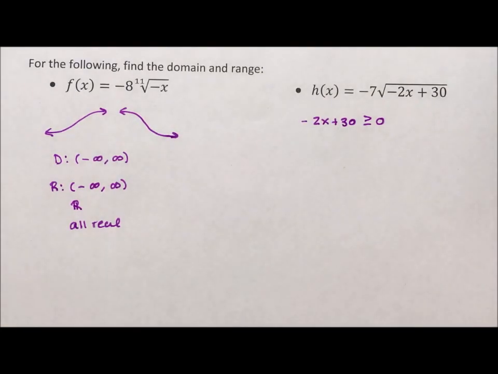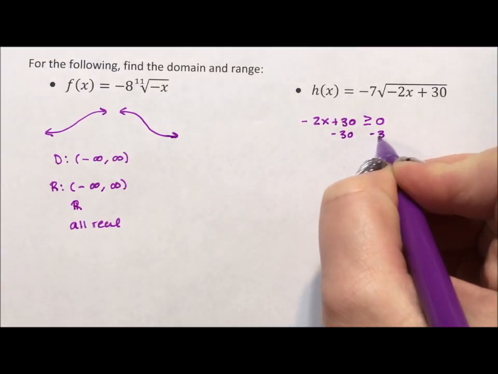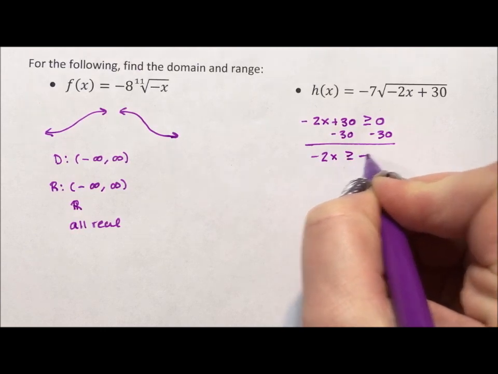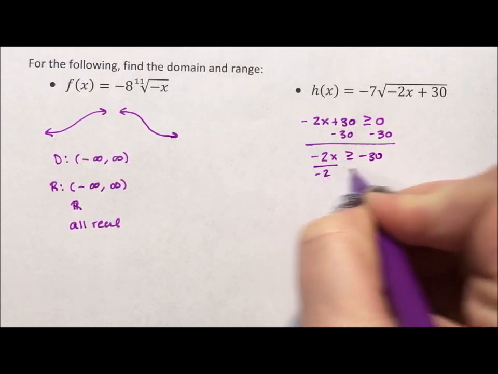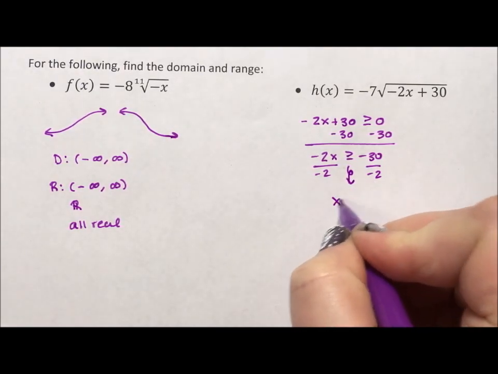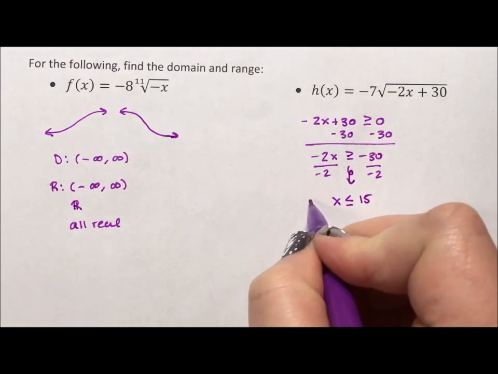You can take a square root of 0 or anything positive, but you cannot take a square root of anything negative. All right, so I'm going to bring this 30 over. So I have negative 2x is greater than or equal to negative 30. When you divide by a negative, you need to flip the inequality over, so x is less than or equal to 15, and that's going to be my domain.